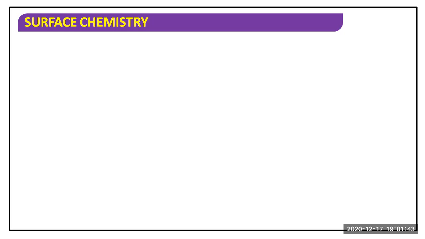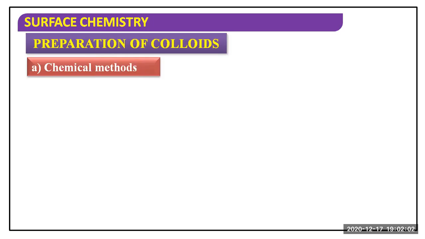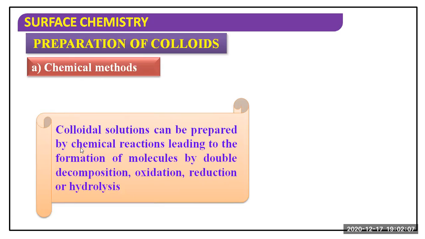Preparation of colloids. There are so many types of colloids and we can prepare it. We already discussed about Bredig's arc method, step down method, step up methods, etc. So first one is chemical method. Colloid solution can be prepared by chemical reaction leading to the formation of molecules by double decomposition, oxidation, reduction or hydrolysis.